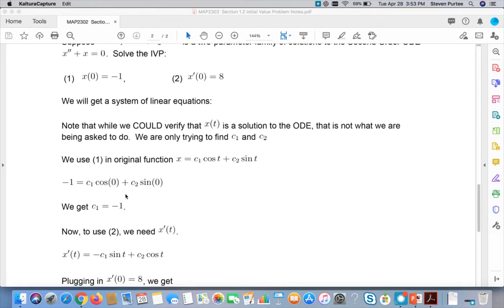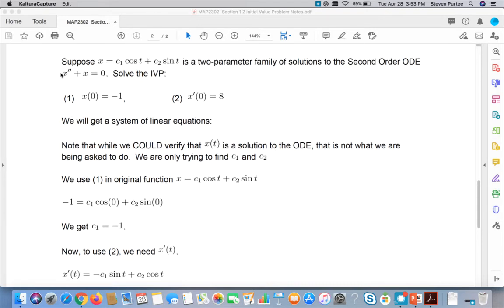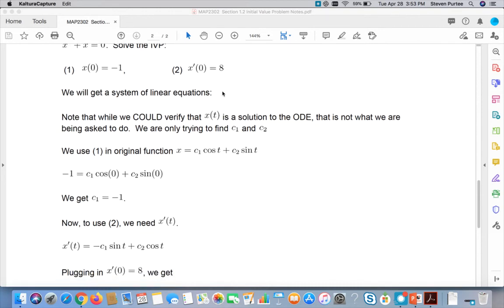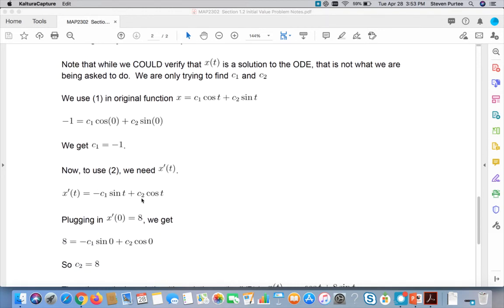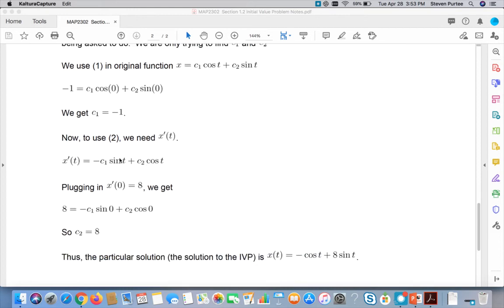Now we play the same game with the second condition. We need x prime at 0 to be 8. So again, don't use the ODE, go to x. We know the solution. Take the derivative, plug in 0, and set it equal to 8. So here's the derivative of our solution. We plug in 0, sine of 0 was 0, cosine of 0 was 1.